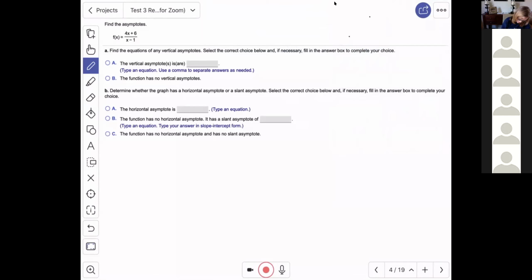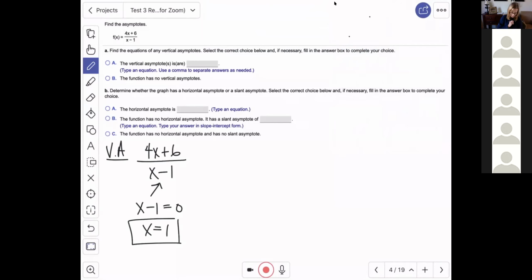Okay, so for vertical, the first one. Remember, it's just the denominator. Now the top could be factored, but nothing crosses out here. So this is simplified. To find your vertical asymptote, just set the bottom equal to 0 and solve. So my vertical asymptote would be x equals 1. Okay, that's the vertical.